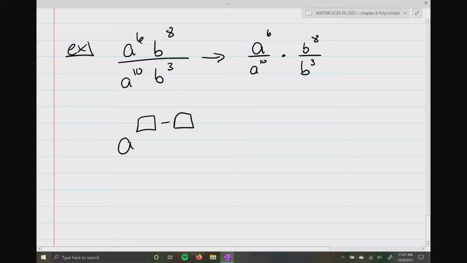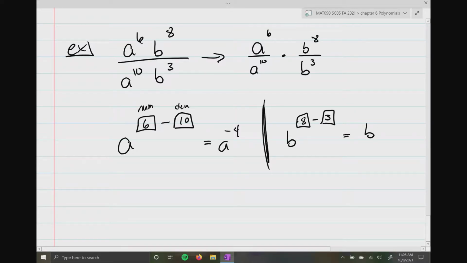I'm going to start writing boxes while I'm learning this. And the reason why I'm putting boxes there is because I know the numerator goes here and the denominator exponent goes there. So it's going to be 6 minus 10, which is a to the negative 4. I'm going to leave it like that for now. We're going to leave it like this for now, okay? For the letter B, I put the boxes first and then I make my substitution. And if you want, you don't have to use boxes. You can use parentheses. That's fine with me. But this is going to be b to the 5th.